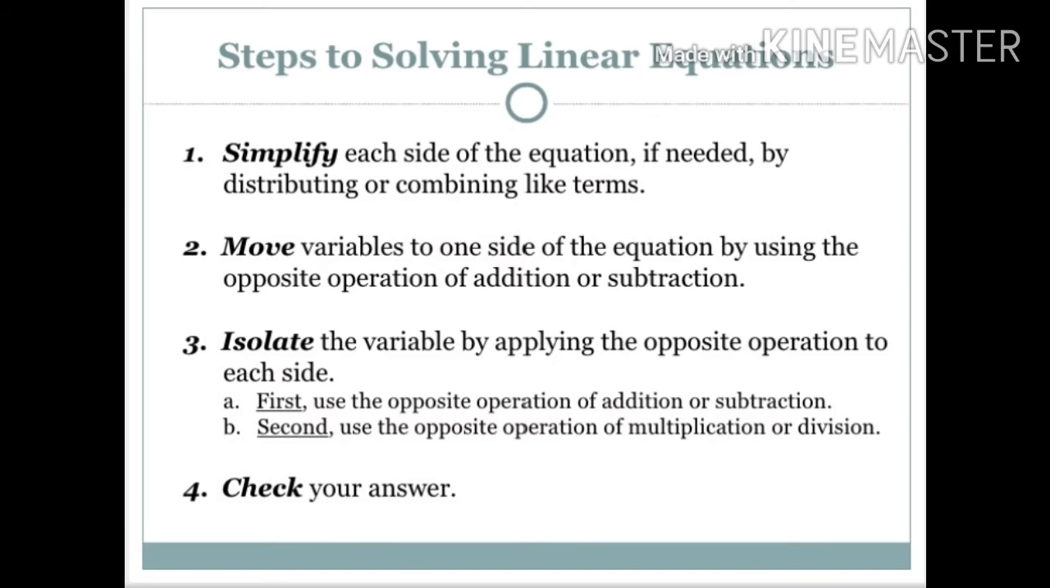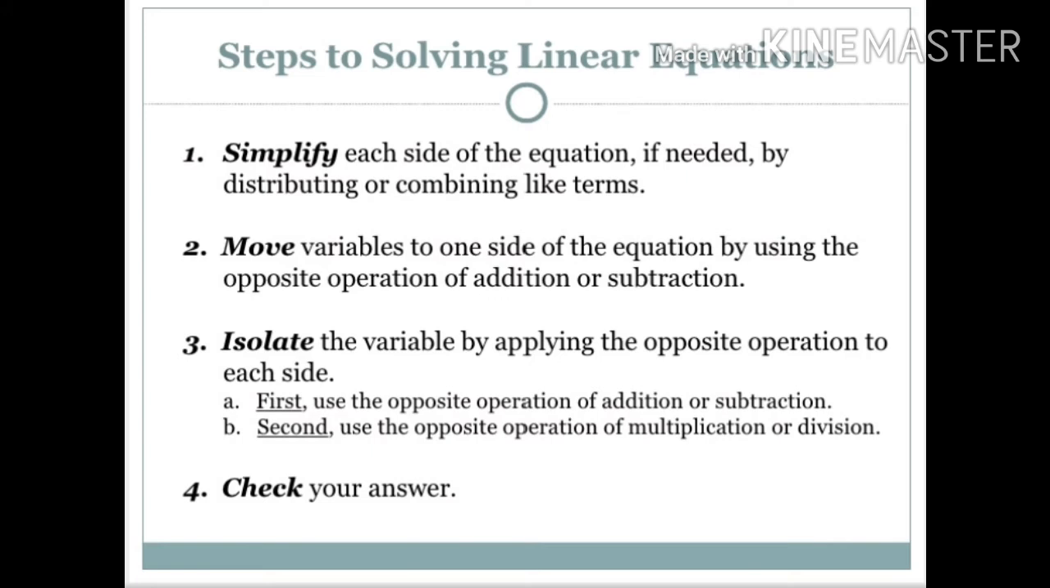Now, steps to solve linear equations, children. What is a linear equation? If an equation of one variable has the highest power of the variable as 1, it is called a linear equation in one variable. So the first step is to simplify each side of the equation if needed by distributing or combining like terms. Move variables to one side of the equation by using the opposite operation of addition or subtraction. Isolate means making the variable apart from other numbers, by applying the opposite operation to each side.